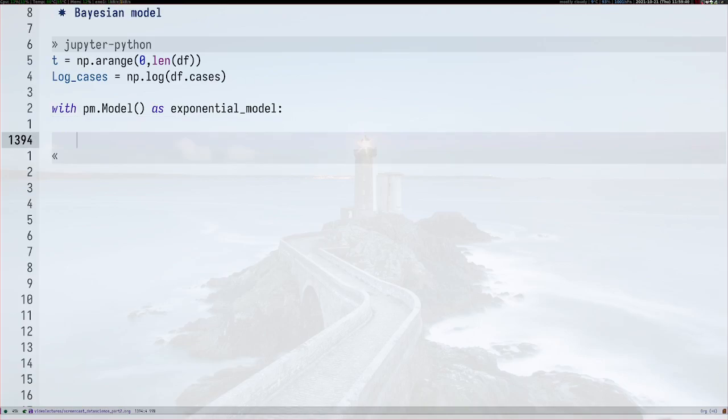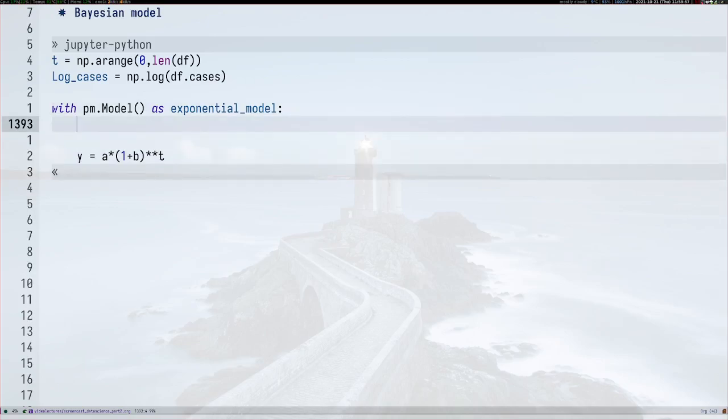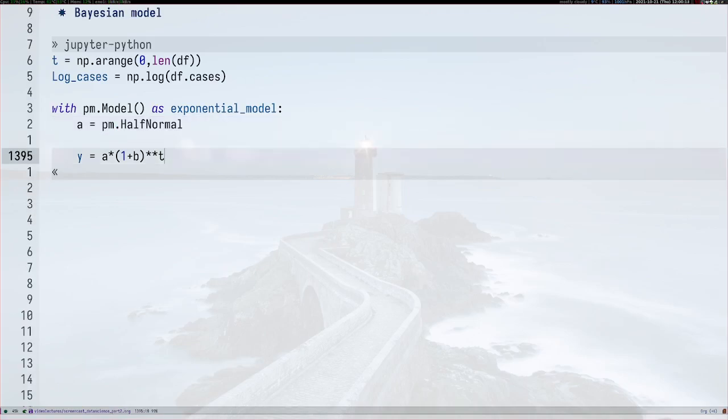Let's first look at the model that we want to have. So the model that we have in mind is that the number of cases is equal to A times 1 plus B to the power t. Yeah, so we're going to have an exponential model basically. So now we have to specify the prior for A. Now there's not an awful lot that we know about A, except we know that it's going to be positive. Yeah, because A determines the sign of Y, and Y is the number of cases. So we're pretty sure that A has to be positive.